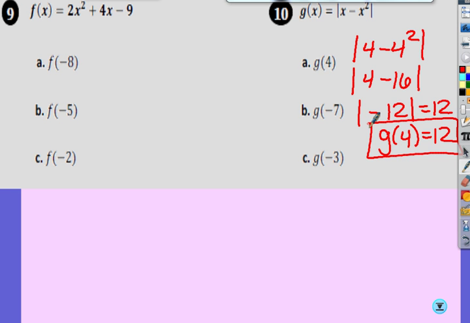I first wrote down the absolute value of 4 minus 4 squared. I evaluated 4 squared to get 16, so then I had 4 minus 16. 4 minus 16 is negative 12. The absolute value of negative 12 is positive 12. Therefore, g of 4 equals 12.